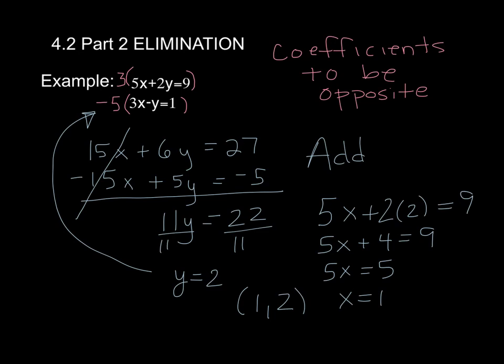So solving by elimination, we want to create the situation like we did at the top here, where the coefficients are opposites by multiplying by a non-zero number. Then we're going to add the equations together so that one of those is eliminated, hence this term elimination. And then we will solve, and then we will substitute right here to find the second piece of the solution. So let's take a look at another.